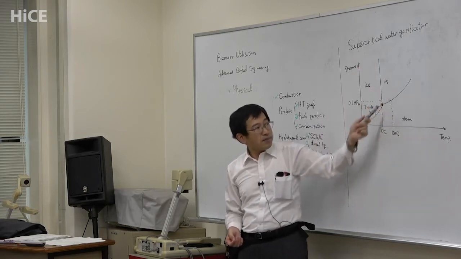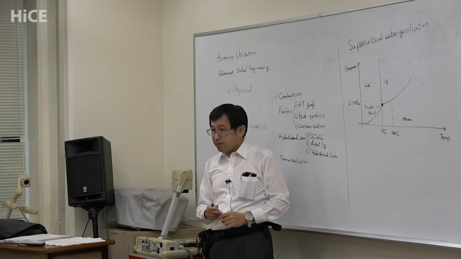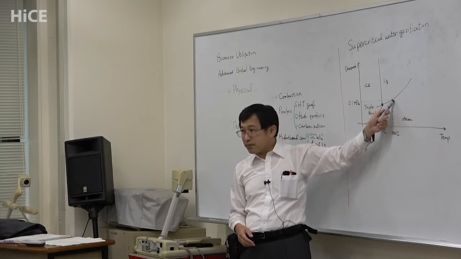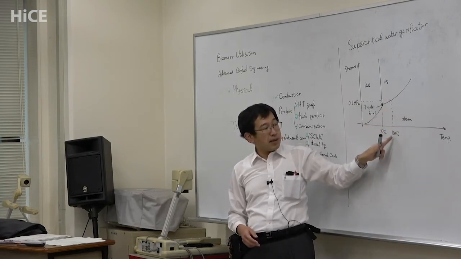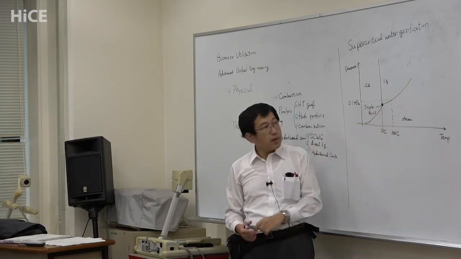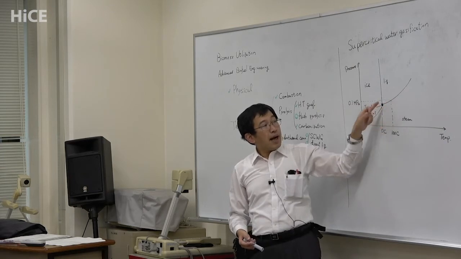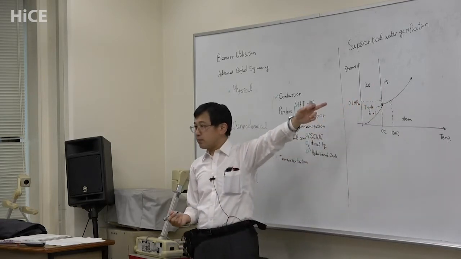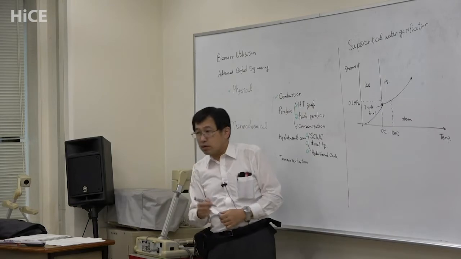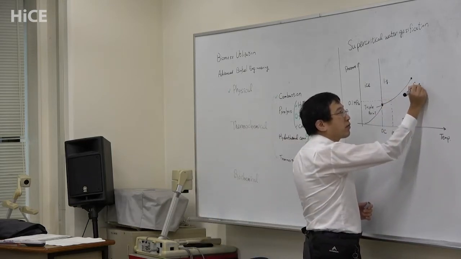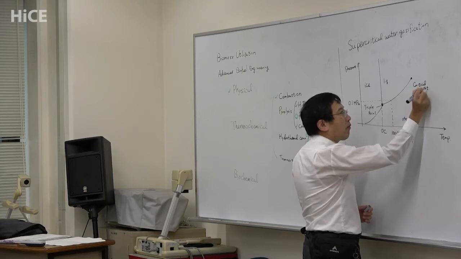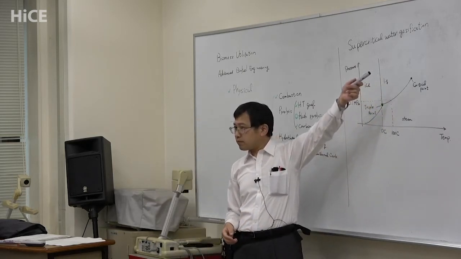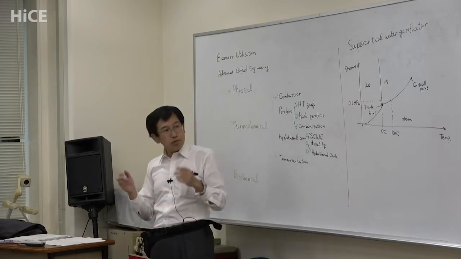But on the lines, only two phases can coexist. So on this line, liquid and gas can coexist. And the temperature corresponds to the boiling point. This line, however, ends at some point. This point is called critical point. But why does this line end? That's what we have to know.